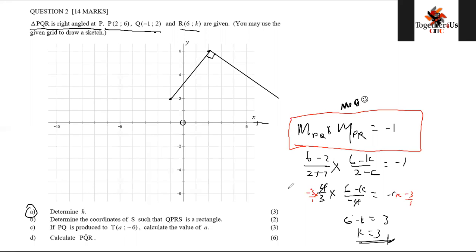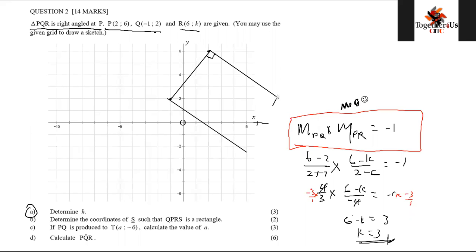Now, let's see what they are saying in the next question. Determine the coordinate of S such that QPRS is a rectangle. Now, you guys, what I saw is that some of you really got confused, and some things did not make sense. What I saw people doing is that they tried to extend this and think of a really big rectangle and all that.